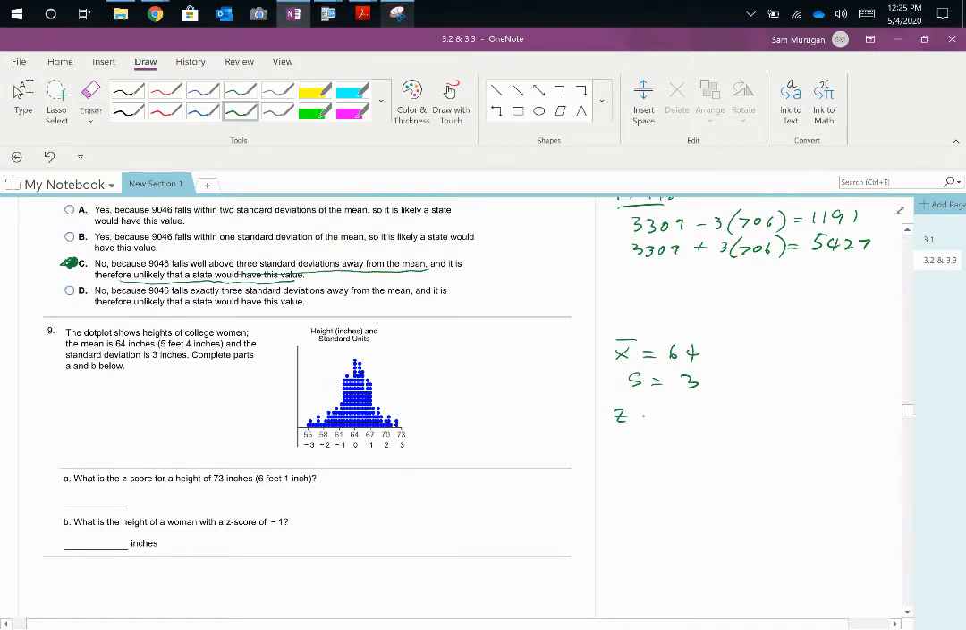So z-score, z for 73 inches is equal to 73 minus 64 divided by 3, which is equal to 9 over 3, which is equal to 3. So the z-score for 73 inches is 3. Okay. Remember your formula, z_x is equal to x minus x bar over s.